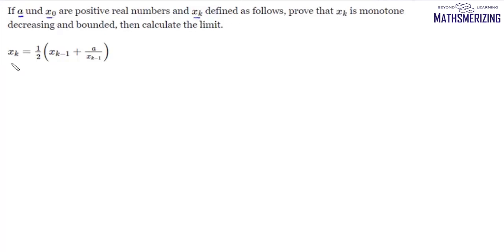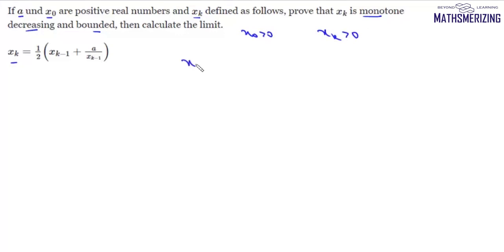Now here the question is, if a and x_0 are positive real numbers and x_k is defined as follows, x_k equals 1 by 2 (x_{k-1} plus a upon x_{k-1}), then prove that x_k is monotone decreasing and bounded, and then calculate the limit. Now it is given that x_0 is greater than 0, then x_1 will also be greater than 0. So any term in the sequence, say x_k, will be greater than 0.